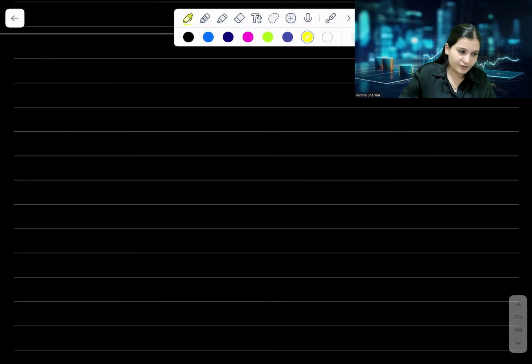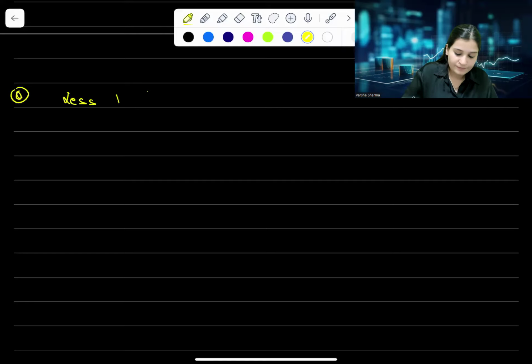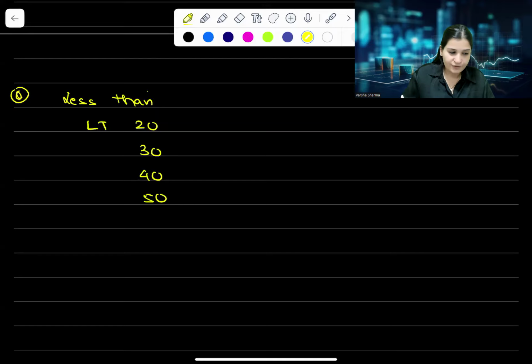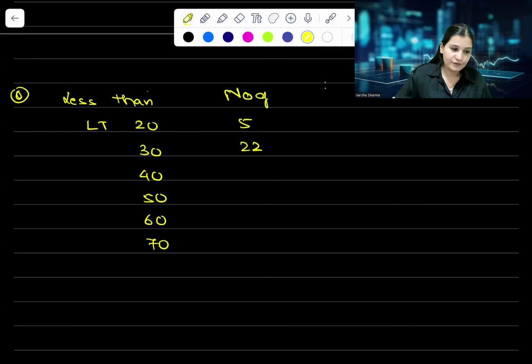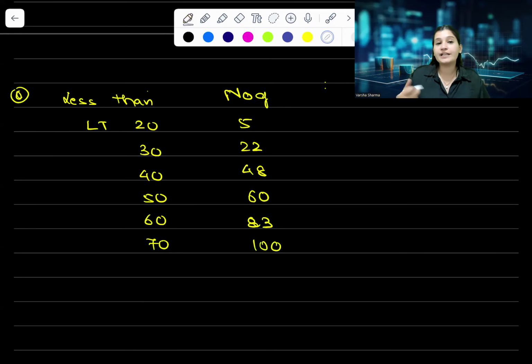Question. I'm giving you a less than table. Less than 20, less than 30, 40, 50, 60, 70. Frequency, number of people: 5, 22, 48, 60, 83, 100. The first thing we need to do is form the normal table.